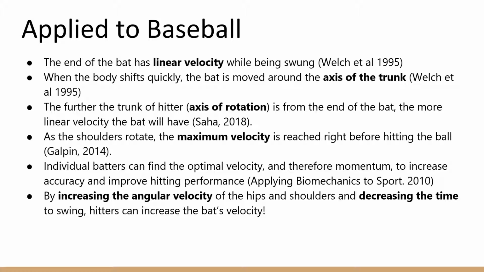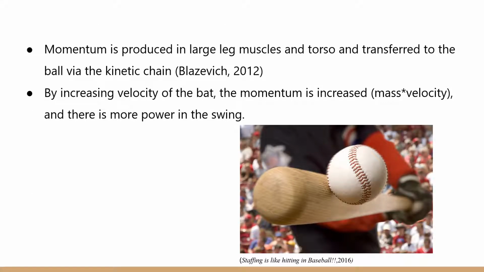Individual batters can find the optimal velocity and therefore momentum to increase accuracy and improve hitting performance. This is done by creating more angular velocity at the hips. The bat can then be flattened to create more linear velocity, which helps the batter hit the ball in the desired direction. Therefore, by increasing angular velocity and decreasing the time to swing, hitters can increase the bat's velocity. Momentum is produced in large leg muscles and torso of the hitter and transferred to the ball via the kinetic chain. By increasing velocity of the bat, the momentum is increased and there is more power in the swing.